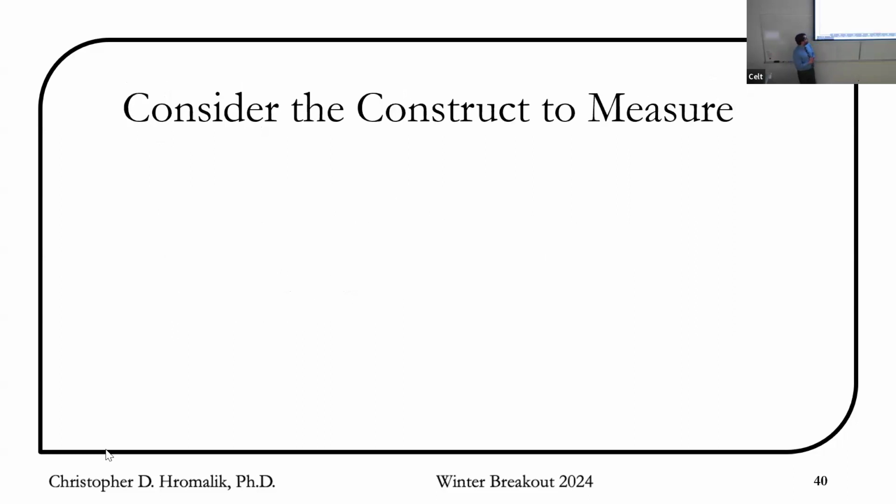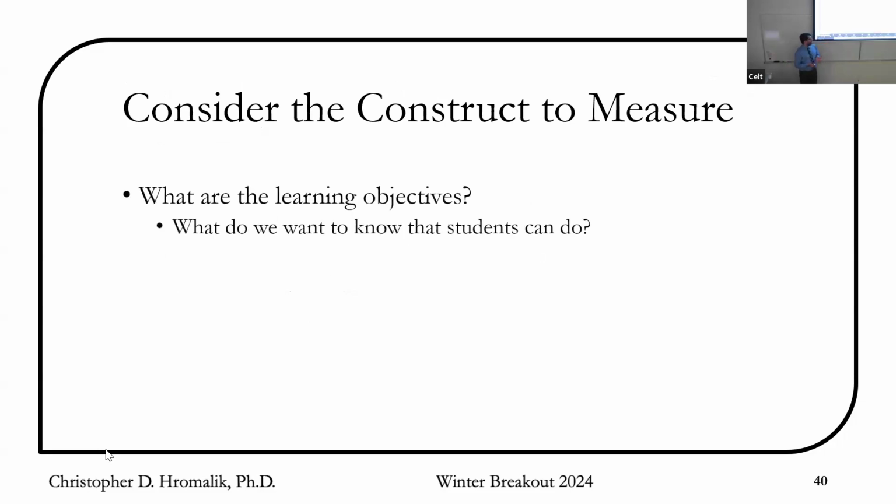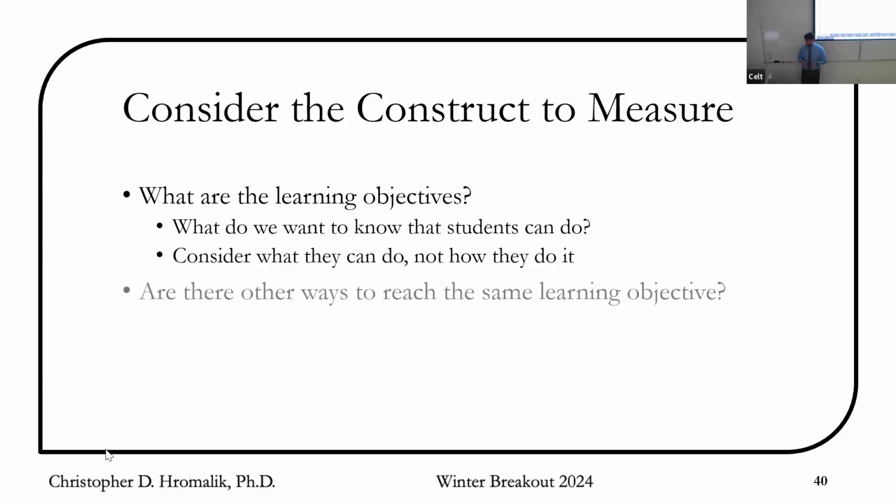So what I usually say, first of all, on slide 40, consider the construct being measured. Think about what the learning objectives are. You want to think about what we're going to know that students can do, and consider what they can do, not how they do it. So we can ask ourselves, are there other ways to reach the same learning objective? If yes, then we can offer a second option. But if not, in many cases in higher education, we can't just offer a second option that easily.